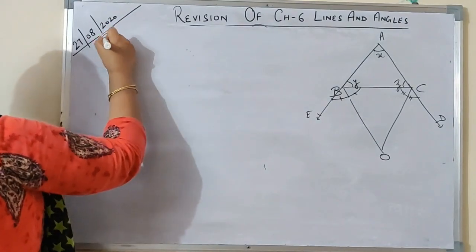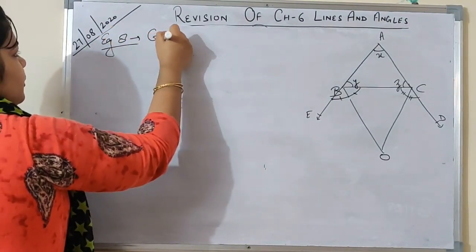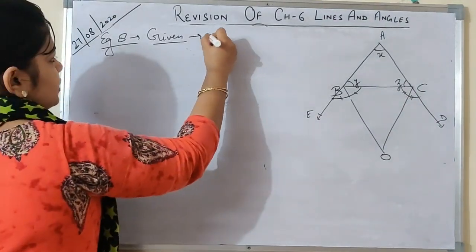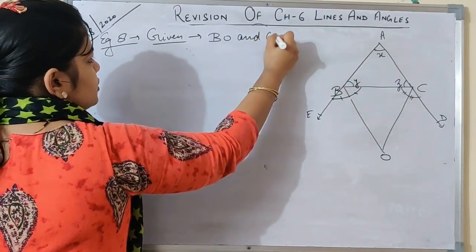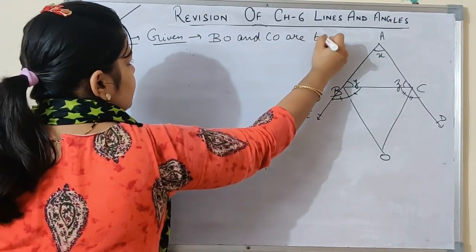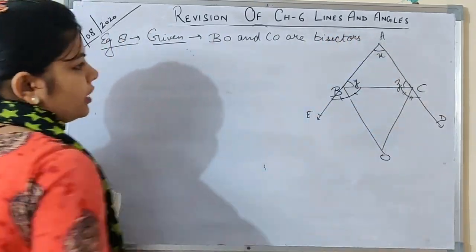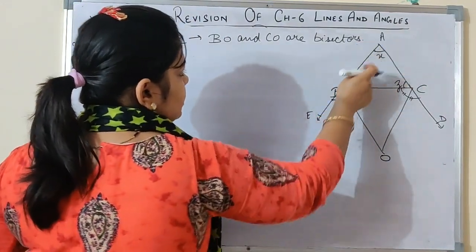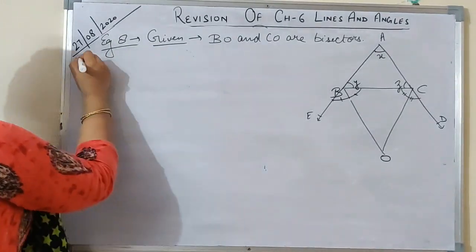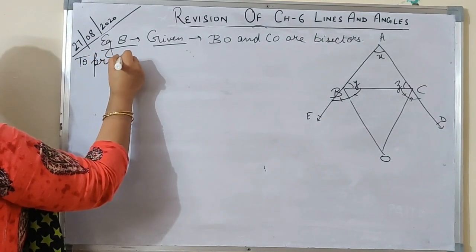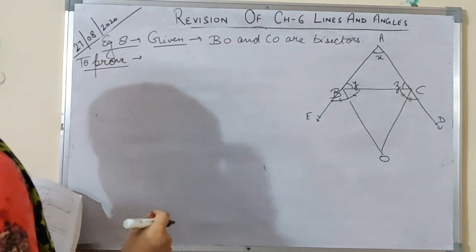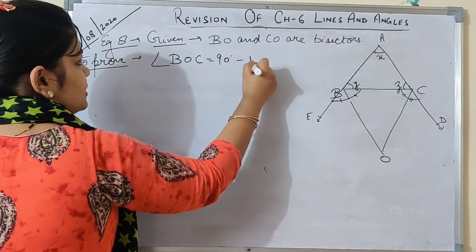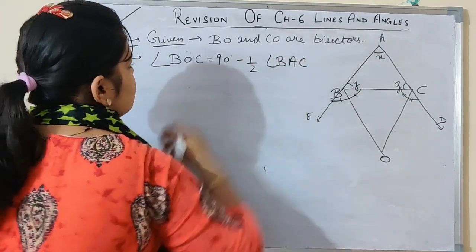Now what is given to us? Given is that BO and CO are acting as bisectors. Okay. Now, other things, whatever is given to us, are written in the figure itself. Now, what we have to prove? We have to prove that angle BOC is equal to 90 minus half of angle BAC.